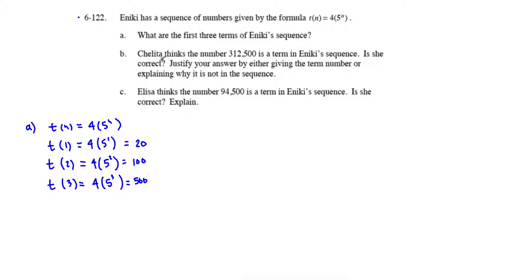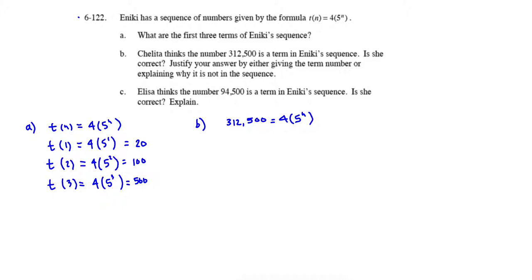So, Chalida thinks the number 312,500 is a term in Aniki's sequence. Is she correct? Justify your answer by either giving the term number or explaining why it is not in the sequence. So letter B. Well, we know that our output would have to be 312,500. So we're saying that's going to equal 4 times 5 to the nth power.